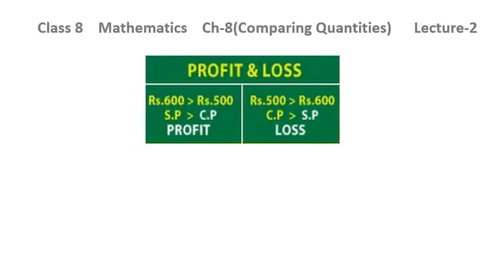If rupees 600 is the SP of an article and CP is rupees 500, then 600 is definitely greater than 500. So SP is greater than CP, and it will be profit. In another case, if CP is 600 and SP is 500, then CP is greater than SP, and it will be a loss. If you are purchasing an article for rupees 600 but selling it for rupees 500, then there will be a loss because CP is greater than SP.